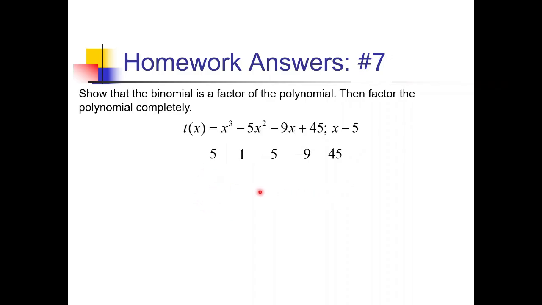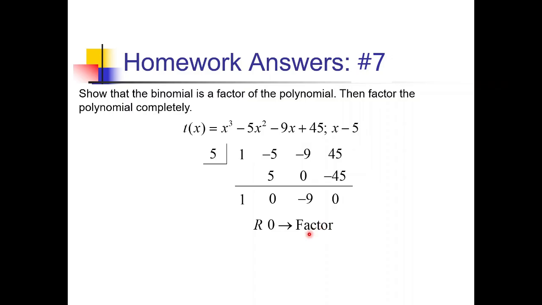Let me do my line, and then let's bring down our first coefficient of 1. 5 times 1 is 5, plus negative 5 is 0, times 5 is still 0, plus negative 9 is negative 9. 5 times negative 9 is negative 45, and that adds up with 45 to give me a remainder of 0. Since we have 0 for the remainder, this last number here, that proves that yes, x minus 5 is a factor.